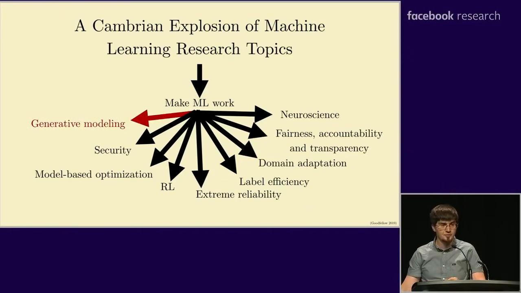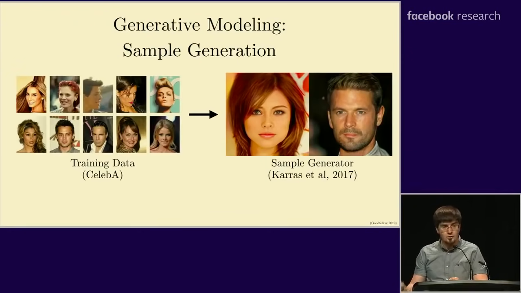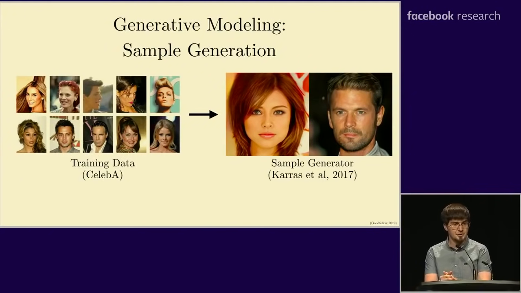The first topic that I'll cover is generative modeling. The goal of generative modeling is to take a training set of examples and learn the probability distribution that generated those examples. The result can either be represented as a density function, or it can be represented as a machine that can generate new samples from the same distribution. Or in some cases, you can actually get both of those things.